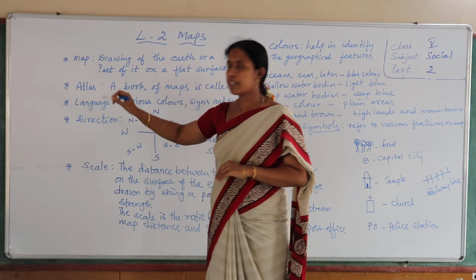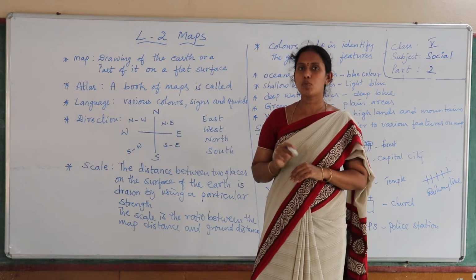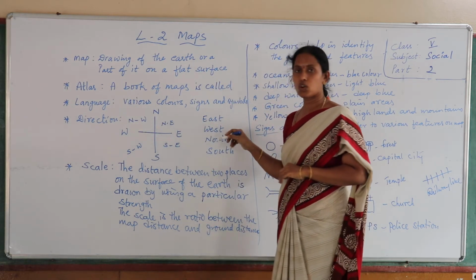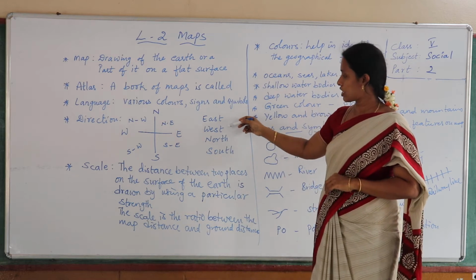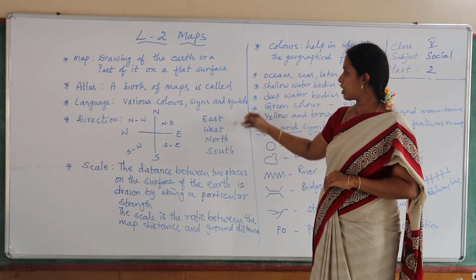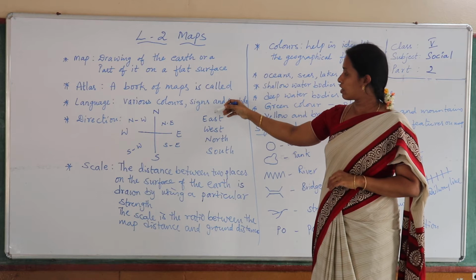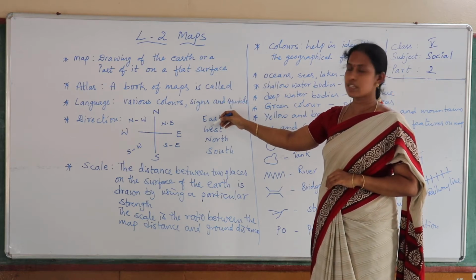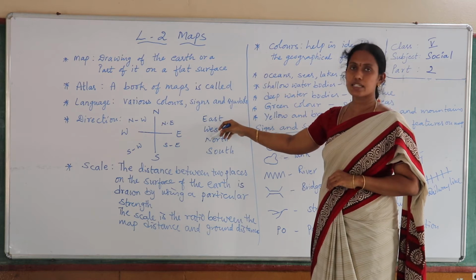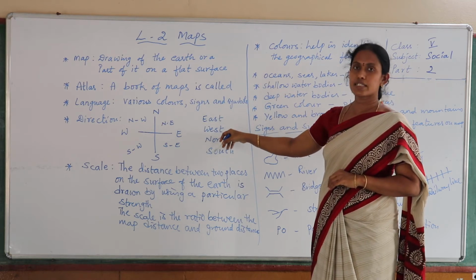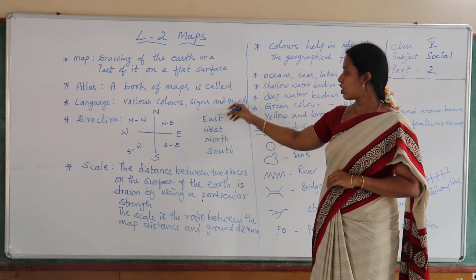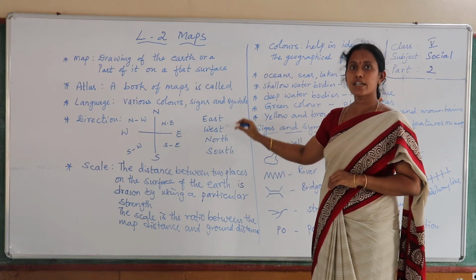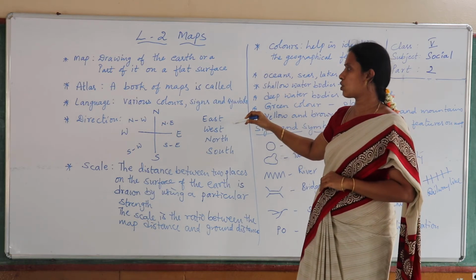Next, coming to the direction. Already you know how many directions there are? There are 4 directions: east, west, north and south. East is indicated by the letter E. West is indicated as W. North is indicated as N. South is indicated as the letter S. You already studied these directions in your previous class also.